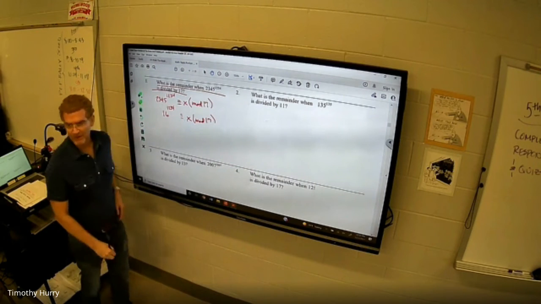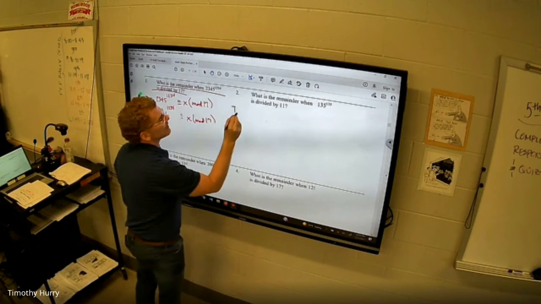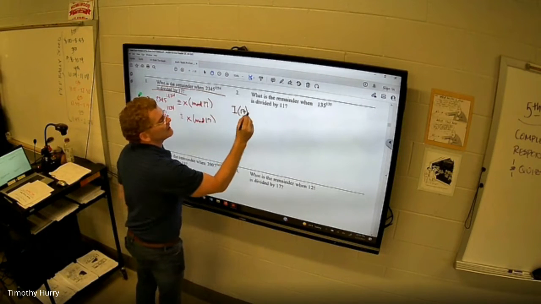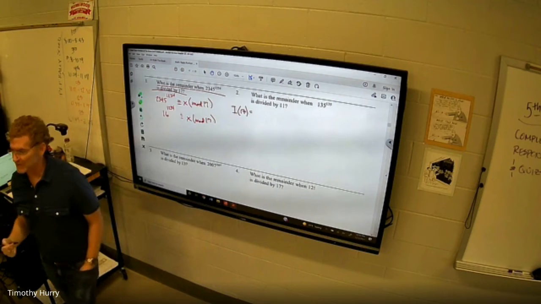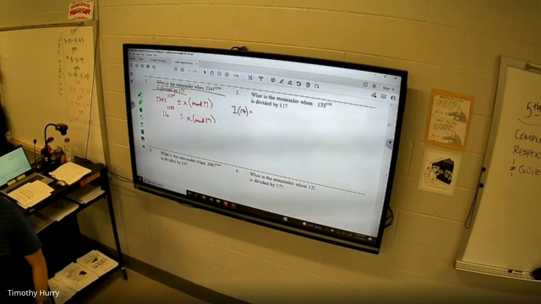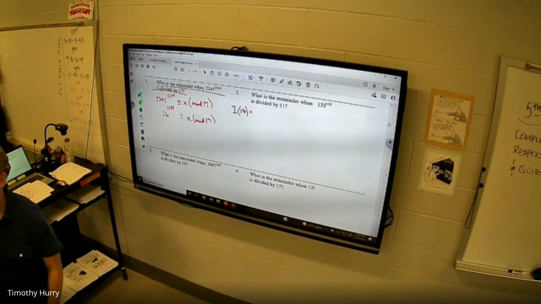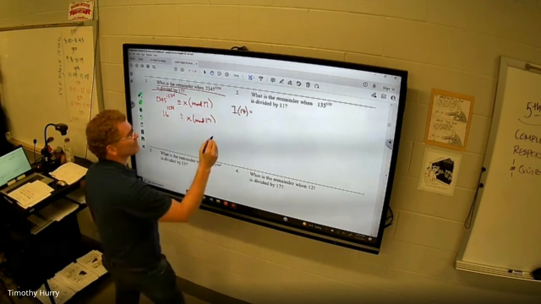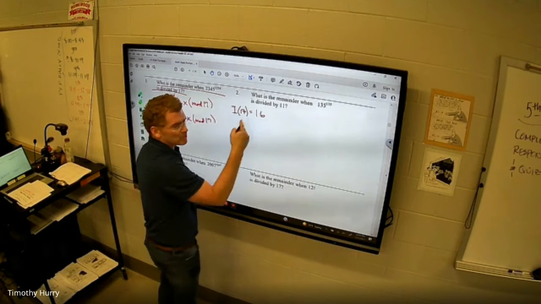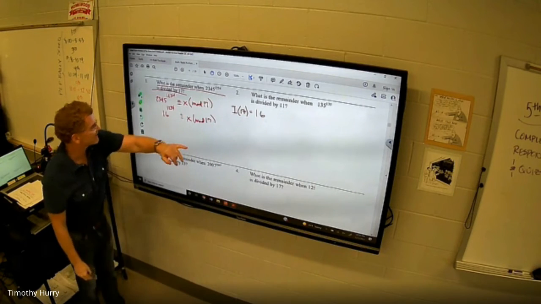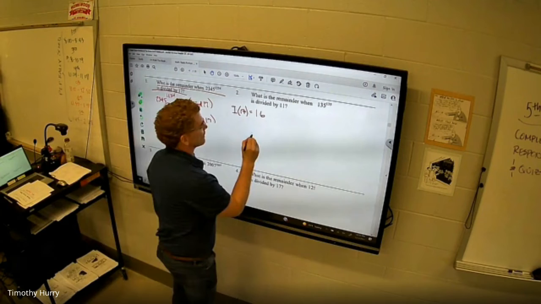Now, if you don't see that, then you would have to find the phi number. So the phi number of 17 is all the numbers smaller than 17. Do any of them have a common factor with 17 other than 1? No. So how many of them are there? 16. And again, hopefully you know that anytime I phi a prime, it's 1 less. So I can divide 16 into the power.